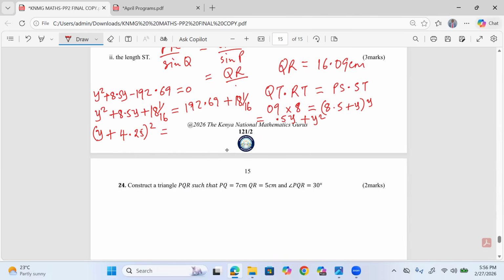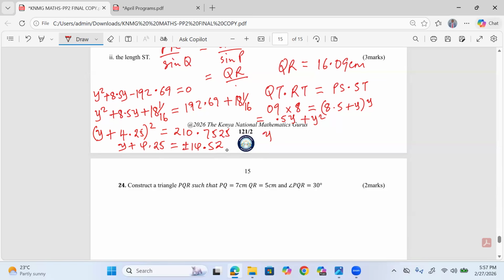we have 192.69 plus 18 and 1 over 16. This is 210.7525. So can we take the square root of both sides? So that we have y plus 4.25 equals to the square root of the other side, which is plus or minus 14.52 to 2 dp.